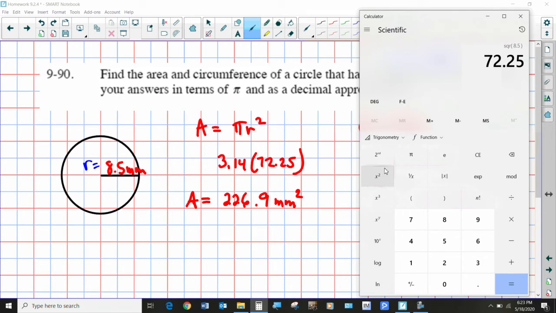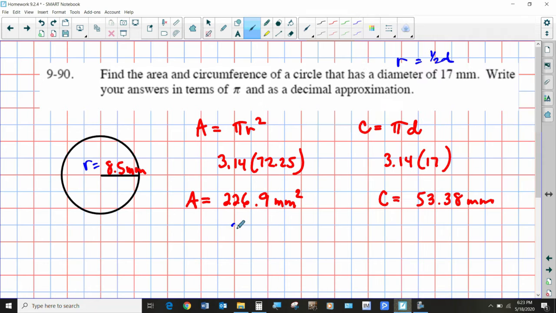8.5 squared is 72.25. Then multiply it either times 3.14, or if you hit the pi button, then your answer would have been 226.98, which might have rounded up to 227. Which that rounds up to 227 as well. So we're not too far off by rounding pi off to 3.14.